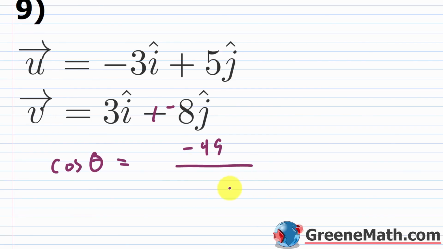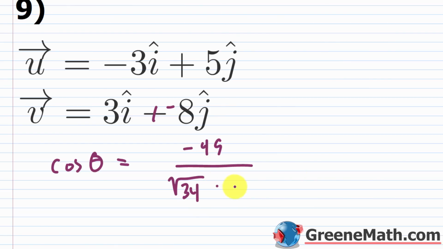Okay, this is over the magnitude of u. So for that one, it's going to be the square root of, you have -3 squared, which is 9, and then plus 5 squared, which is 25. So 9 plus 25 is 34. So this is the square root of 34. Now 34 is 17 times 2, so you really can't do anything with that.